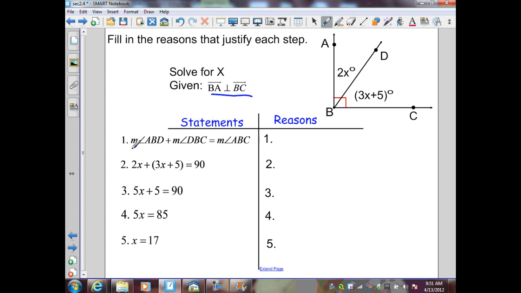Our first step, I have that the measure of angle ABD plus the measure of angle DBC equals the measure of angle ABC. In other words, the two smaller angles are going to make up this right angle. This is because of the angle addition postulate, and that was taught in previous sections. Now what we have is the measure of ABD is 2x. That's from the diagram. And the measure of angle DBC is 3x plus 5. And I know that the measure of angle ABC is 90 from the given information. And that is substitution.